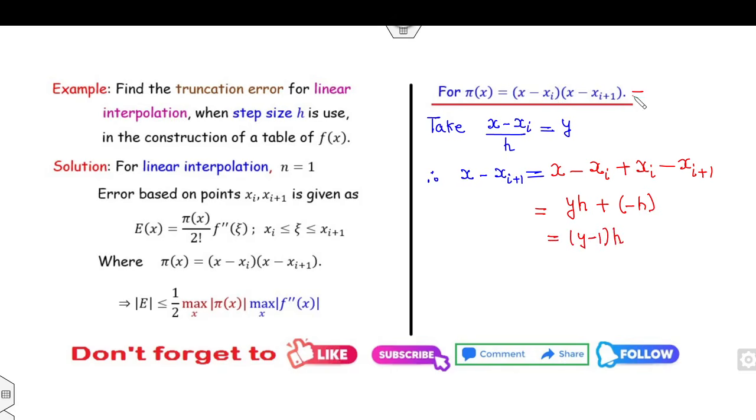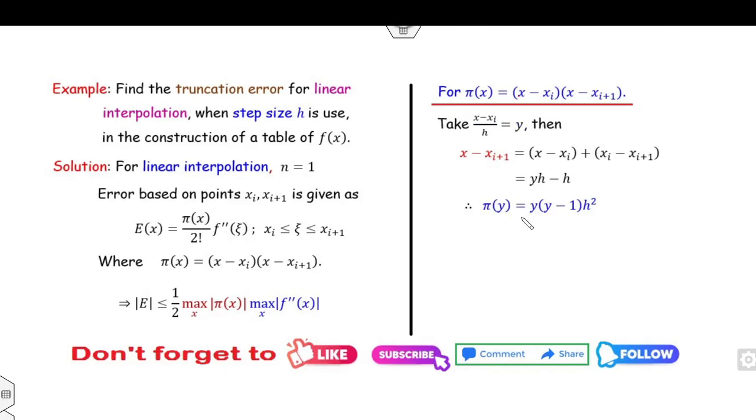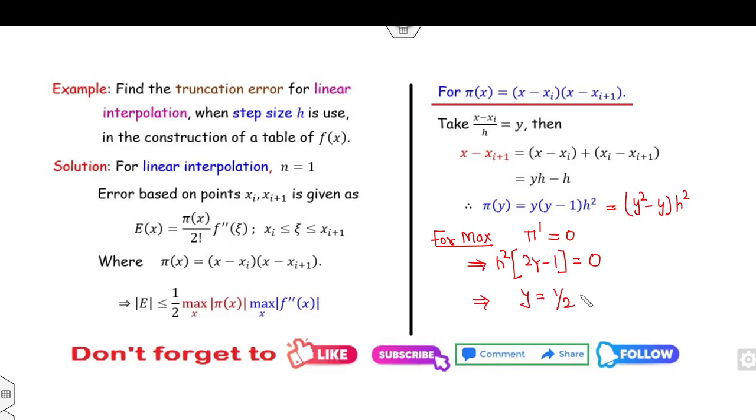I can substitute this expression. X minus xi is my yh. This number is y minus 1 into h. So therefore, your pi x becomes my pi of y. What is the condition for the maxima? Maxima means the derivative should be 0. So that will be h square outside, and it's my y square minus y. So can you find the derivative? 2y minus 1 is 0, and that will be y is my half.